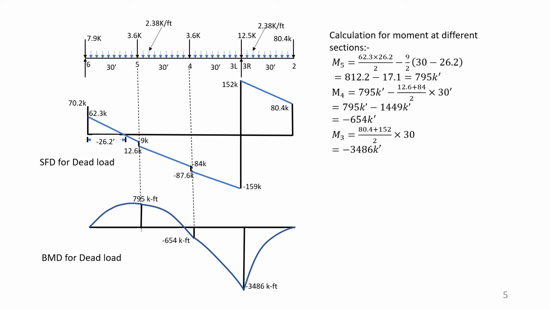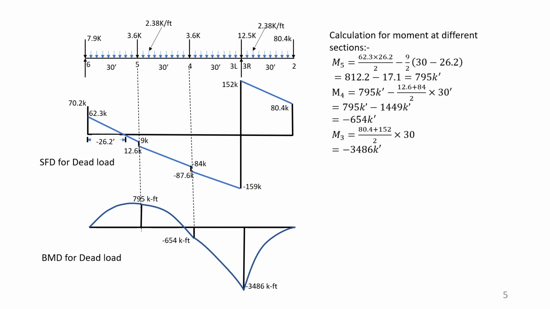Now we have to find out the moment values. If we start from the right hand side, the figure, this rectangle has a side of 30 feet, and the horizontal side is 30 feet, and the two vertical sides are 84.4 and 152. If we average these 2 points and multiply by this 30, then you will get 3486 as the moment at the support.